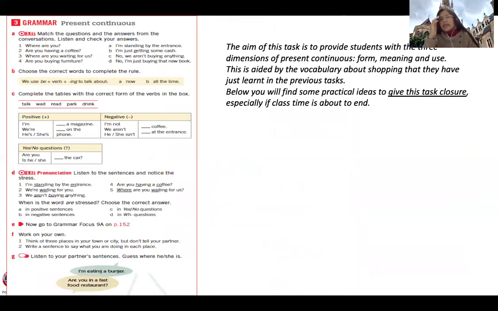Since the aim of this task is to provide the students with the 3 dimensions of present continuous, because this clearly presents the form, the meaning, and the use of present continuous. And before, there was some vocabulary about shopping, maybe one day before or the same session. So there is a lot of input the students have received. Definitely, I need to give this task closure, not with the speaking task that the book proposes, not yet, maybe that can be left for the following class, but with one that I create, with one that I propose.